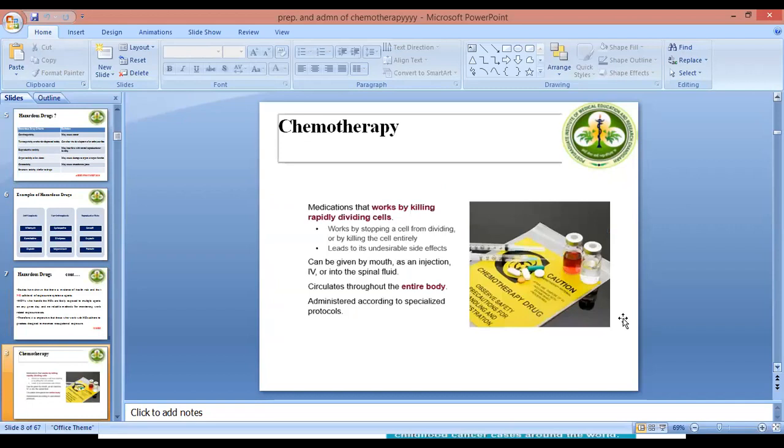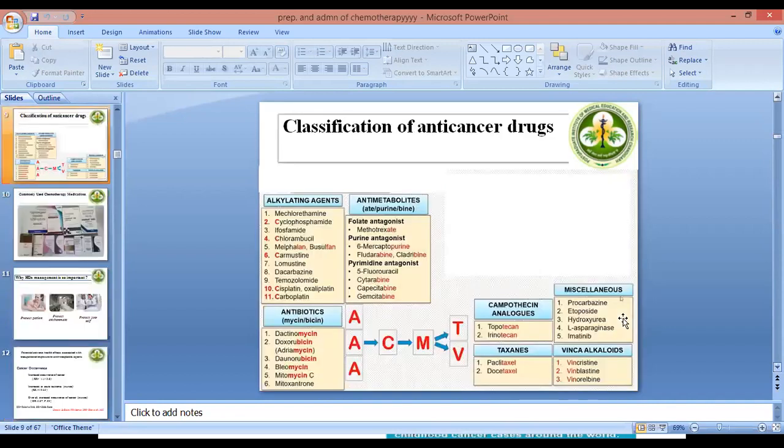In the next slide, we cover chemotherapy. So what is chemotherapy? Chemotherapy is basically medication that works by killing rapidly dividing cells, such as cancer cells. It can be given orally, by injection, subcutaneously, or into the spinal fluid, especially methotrexate and cytarabine. This is the classification of anti-cancer medicine. All of you know about the classification. Broadly, the medicines are divided into alkylating agents, antimetabolites, antibiotics, taxanes, vinca alkaloids, and others. So this is the basic.